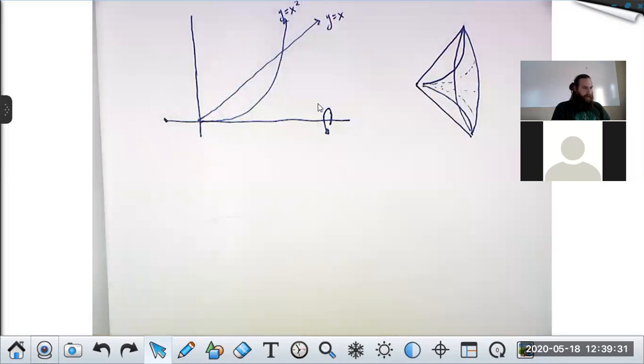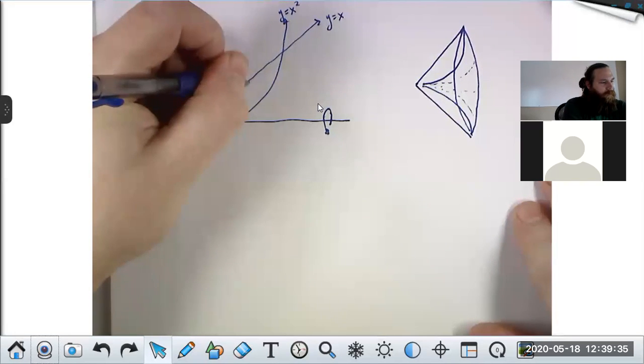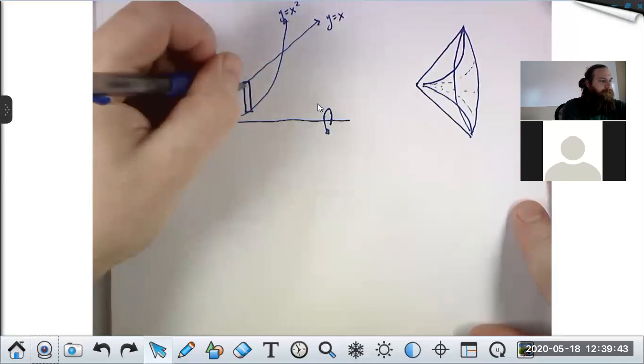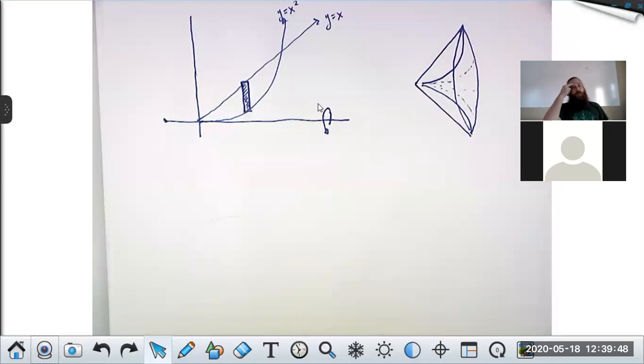So what I need to do is think about what happens if I just draw in a little strip here. Instead of rotating the whole region all at once, what happens if I just rotate this little piece of that region? This is what your general algorithm for solving these problems is going to look like. First, sketch the curves, identify the region. Second, draw in your strip. Third, imagine rotating just the strip. Then, the thing that's generated by rotating just the strip is your dV.